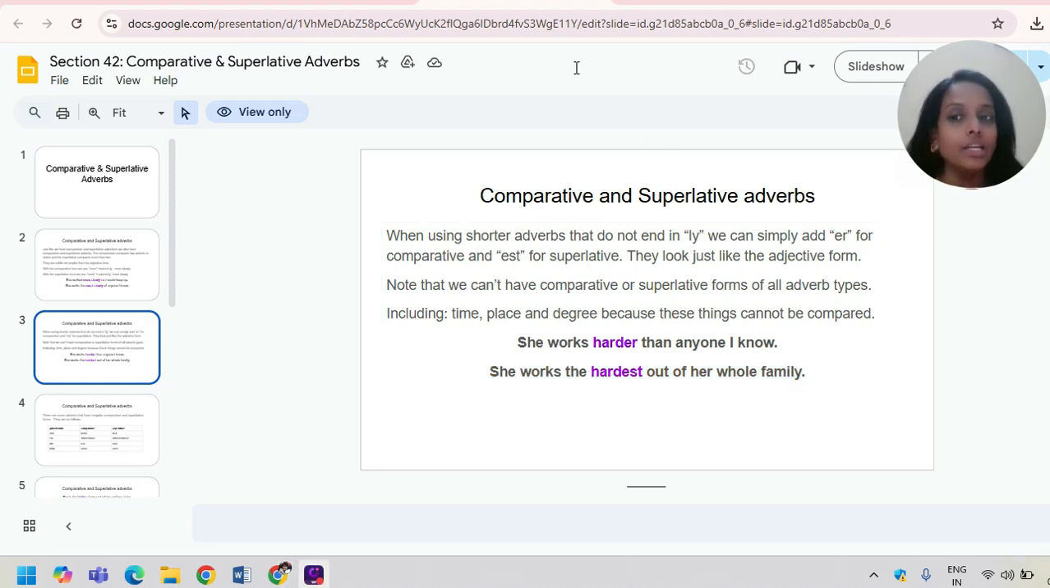And here is a key reminder, not all adverbs can be compared. Got it? You can't create comparatives or superlatives for adverbs of time like now, or for places like here, or adverbs of degree like very. Just keep a note of it. And you can't say more now or most here in this context because they just don't compare quantities or performance.